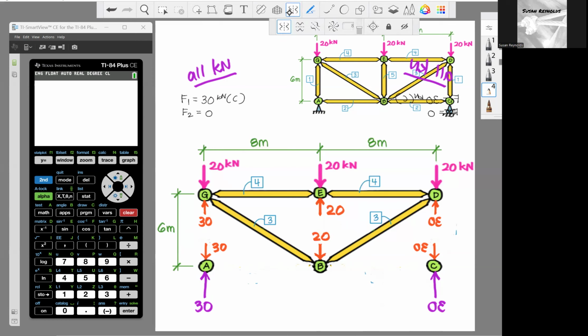Now, if I were to go to node E now, I would see that the force in member 4 is the same on both sides, but I can't solve anything. But if I go to node B, now I'm going to be able to solve things. So let's go down to B, and I'm going to hatch this out a little bit so we can see what's going on. Okay, how about that?